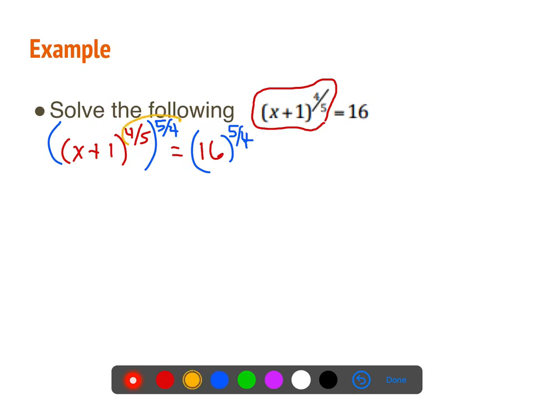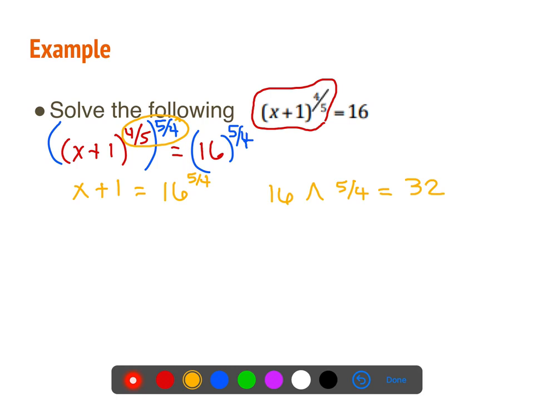And I'm going to do the reciprocal power on both sides. So 4/5 flips over and becomes 5/4. And remember, there's a reason why we do that. 4/5 and 5/4, the guys that are flipped over from each other, multiply to make 1. So then I get what's underneath, which is x plus 1. And that equals 16 to the 5/4.